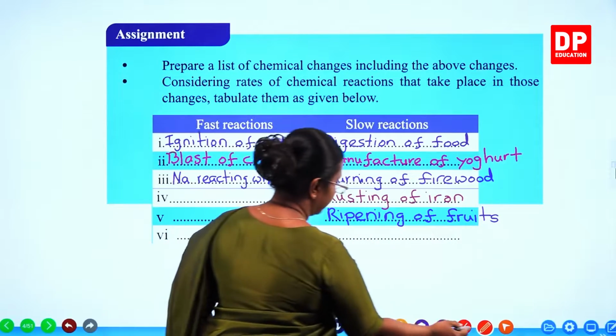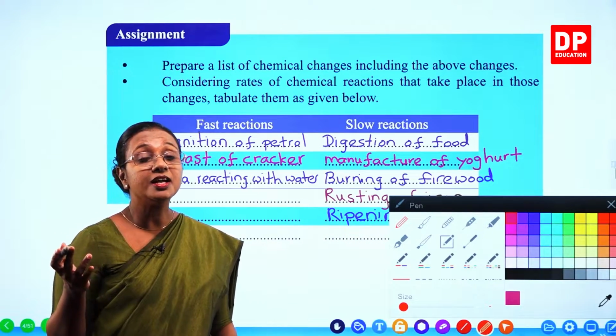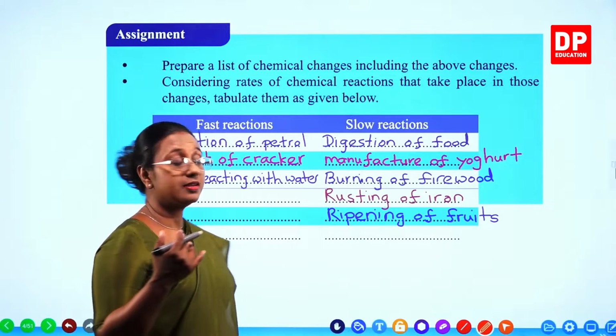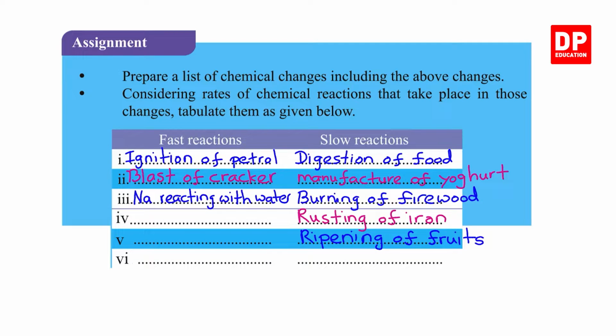Then on this side, we have the reaction of zinc with dilute acids, burning of magnesium. Those are very fast reactions, or fast reactions at least. So here we can say zinc with dilute acids. Then we can say burning of magnesium.